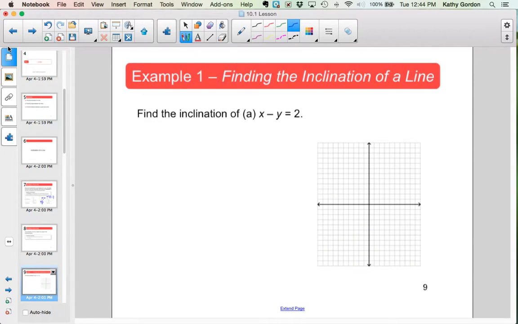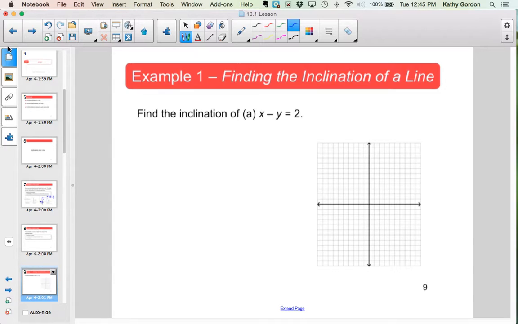All right, let's try one. So if I want to find the inclination of x minus y equals 2, it's not really part of the problem per se, but I would really recommend that one of the first things you do is actually graph this. Get some idea of what your line looks like, so you have some idea of what kind of angle you're looking for.